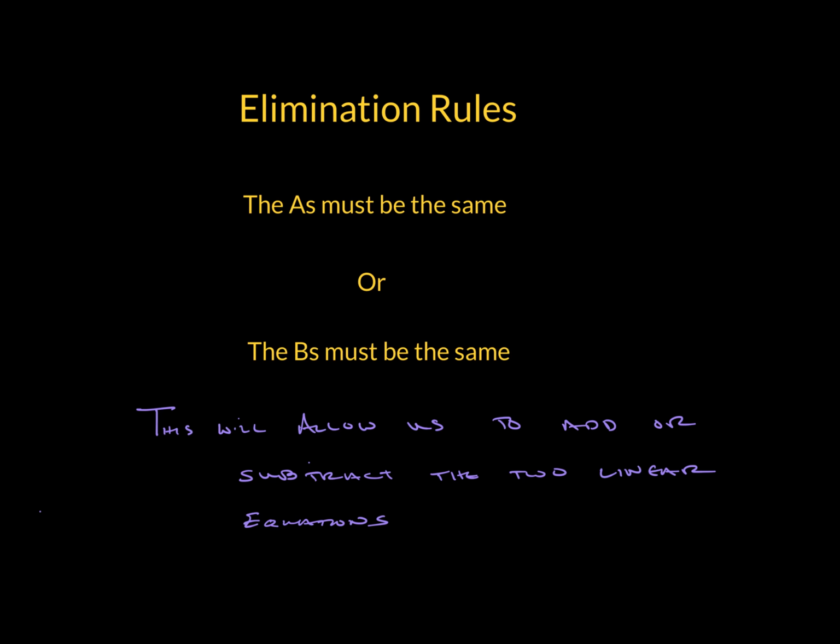Now, what do I mean by A's and B's? Generally speaking, you're going to have something in standard form, which means you're going to have Ax plus By, and that's all going to be equivalent to some value of C. The C is arbitrary in this. We won't be using it. It just comes along for the ride.